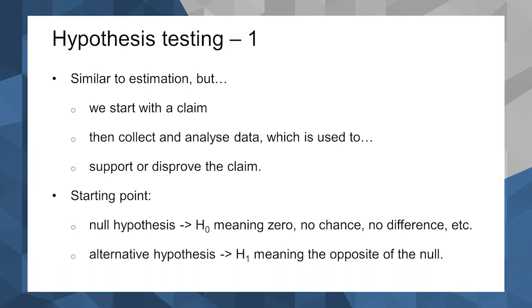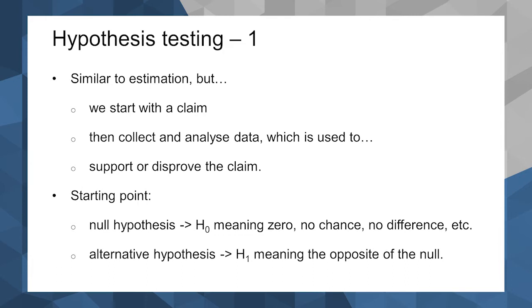The alternative is it will be better. So effectively, the null hypothesis is it will make no difference or it will make it worse. And the alternative is that it will make it better. Then I will collect the data.